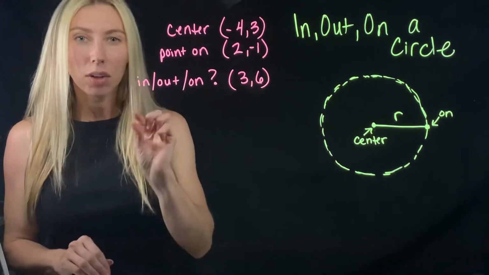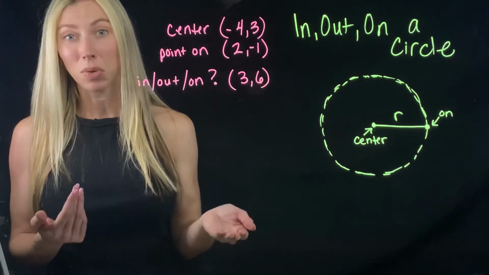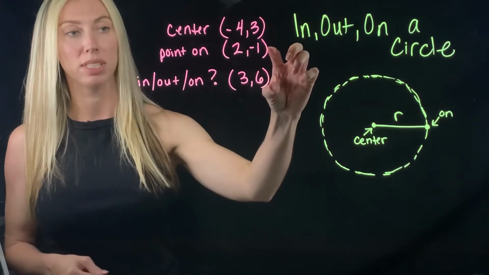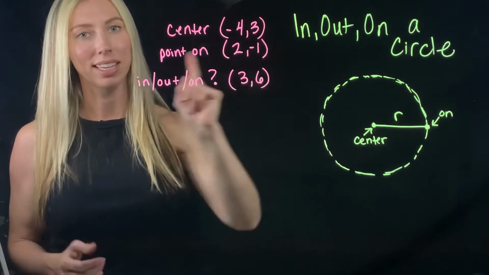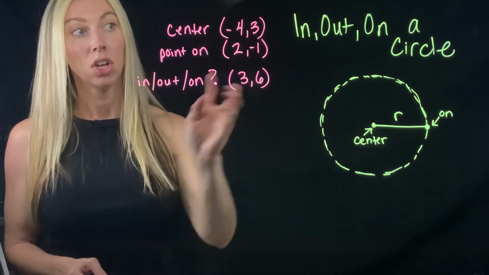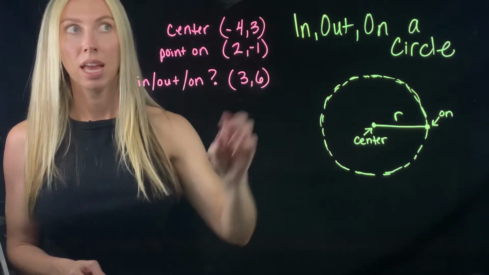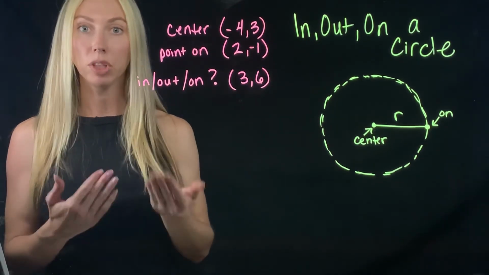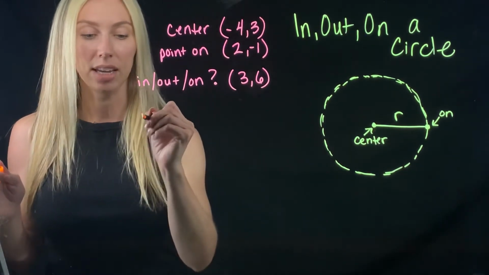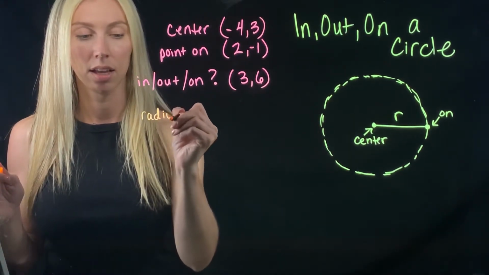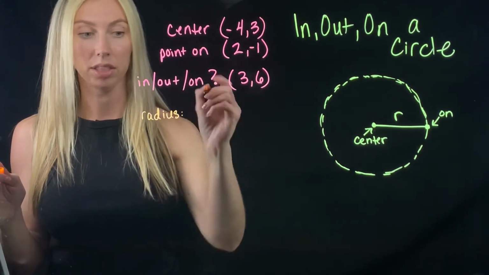So this one is a little bit harder than the ones where they just straight up give you the radius. If they gave us the radius, all I would be concerned with was the distance between the center and my new point. But since we don't know the radius, we have to figure that out first. So I'm going to find the distance from the center to the point on the circle. Now, if you want, you can use the distance formula. So to find the radius, I'm going to do the distance between the center and the point on the circle.